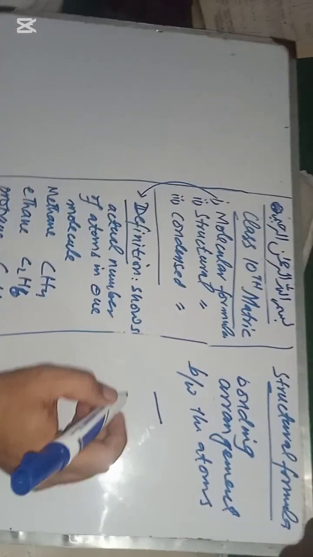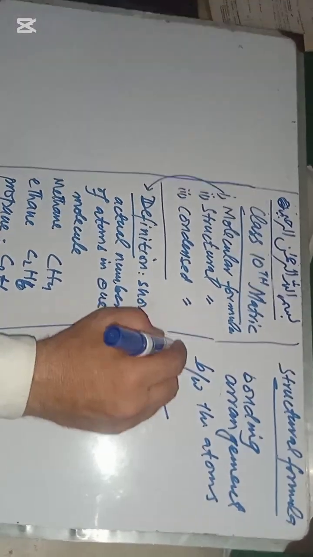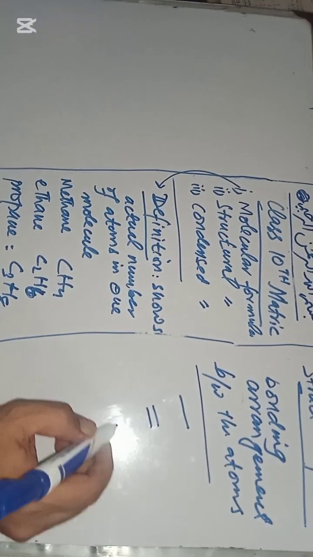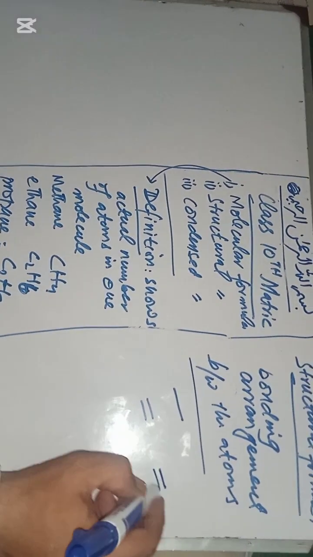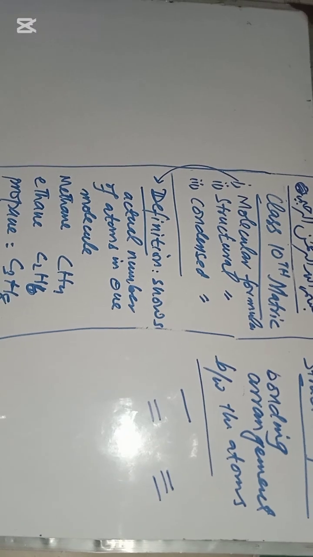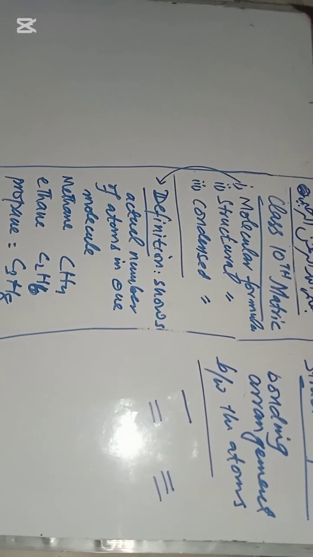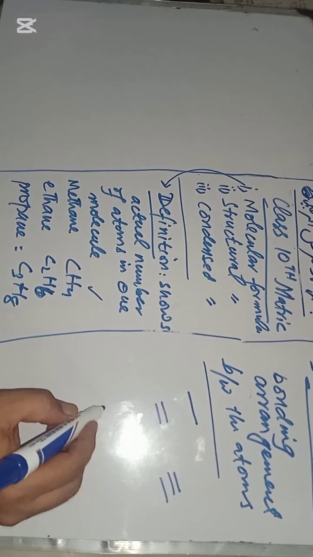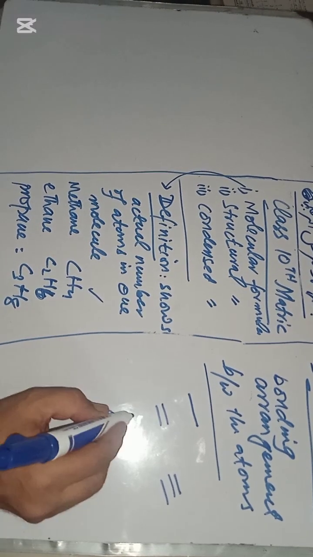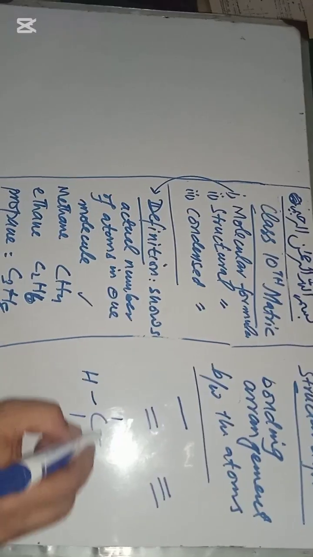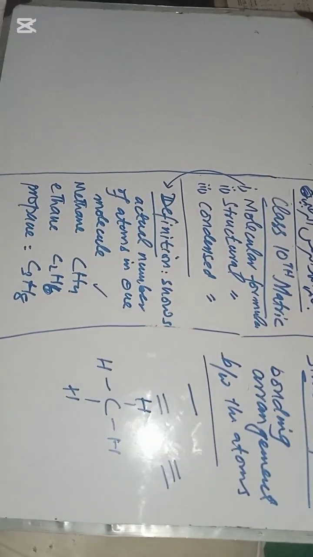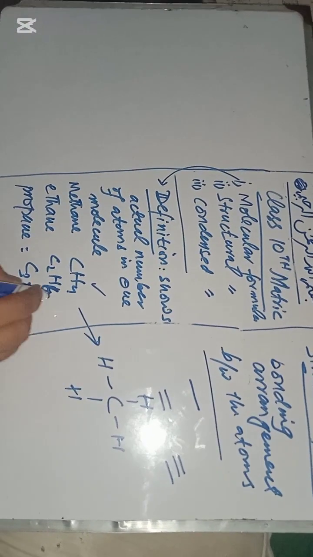A single bond is represented by a single line. Clear? These are the characteristics. The double bond is represented by double lines, and three lines represent the triple bond. For example, let me take methane. Its structure formula is a carbon with four single bonds to hydrogen. So this is the structure formula of methane.